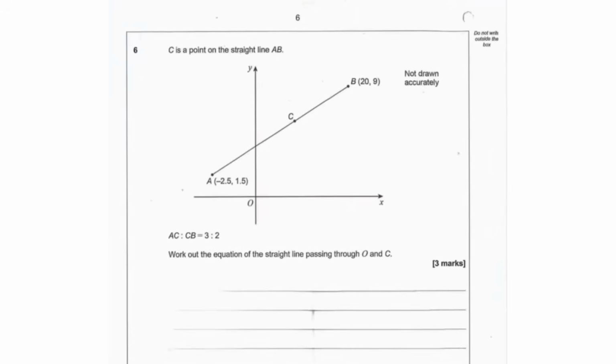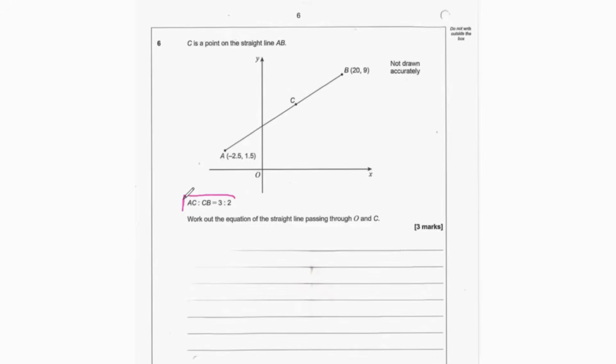Next question says that C is a point on the straight line AB. AC is to CB is 3 is to 2. Work out the equation of the straight line passing through O and C. So basically, we need to find the equation of this line. So we have the coordinates of A and we have the coordinates of B. We should find the coordinates of C. What we can do is use this ratio to figure out the coordinates of C.